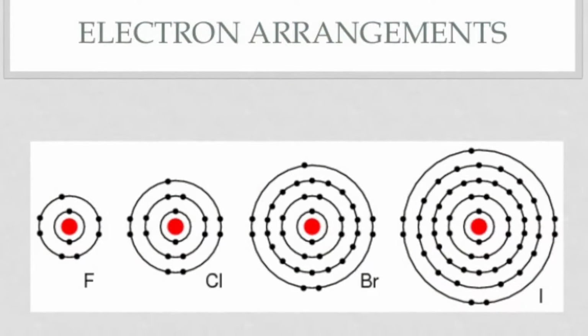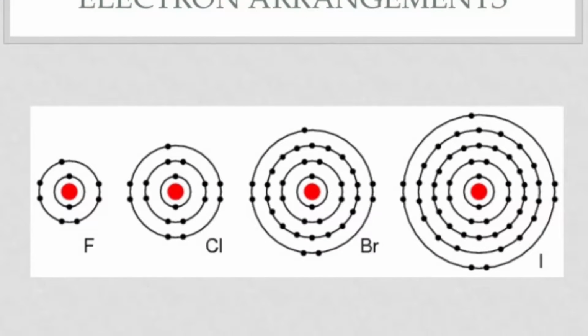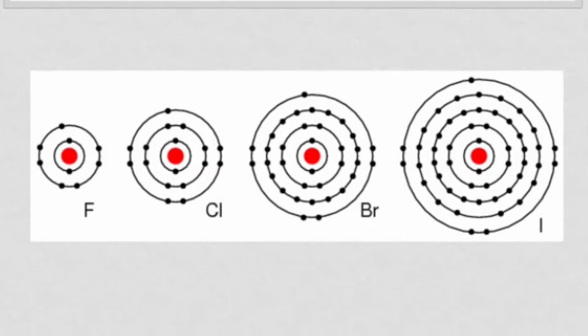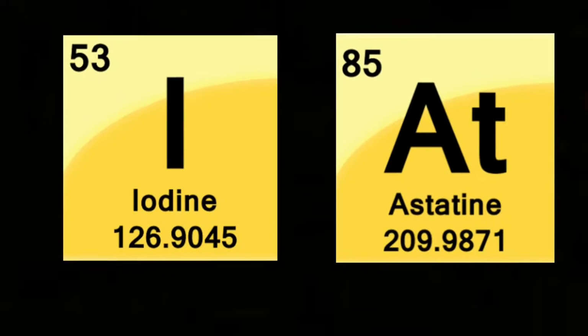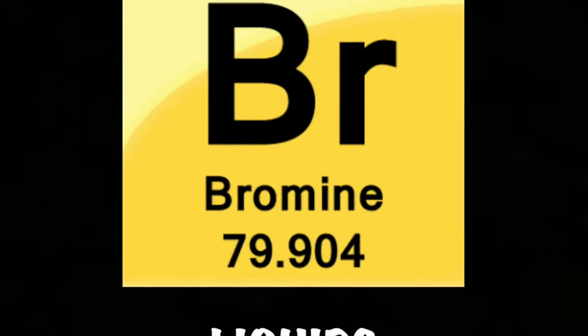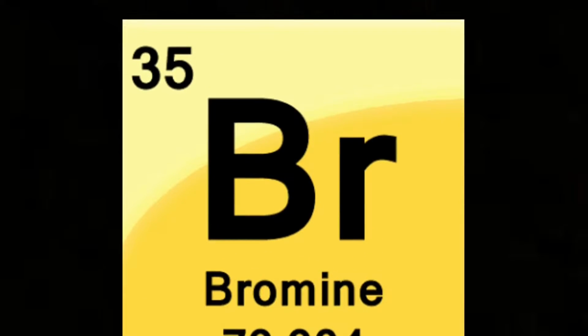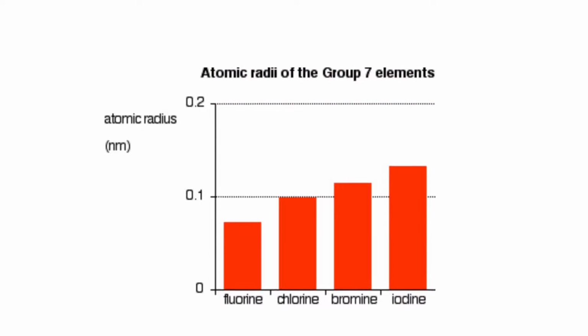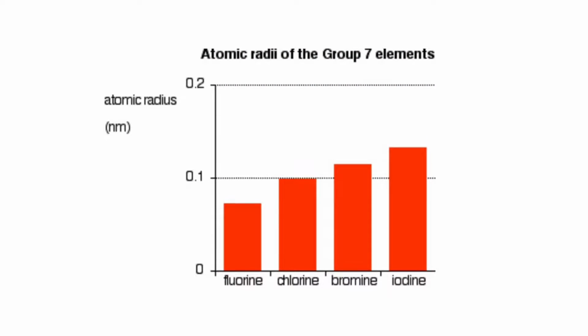All halogens have 7 electrons in their outer shells, giving them an oxidation number of -1. The halogens exist at room temperature in all 3 states of matter: solid, iodine and astatine; liquid, bromine; and gas, fluorine and chlorine. As seen in the graph, the atomic radius increases as you go down the group.